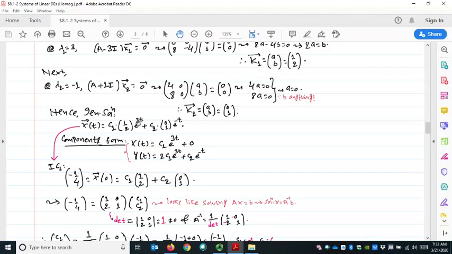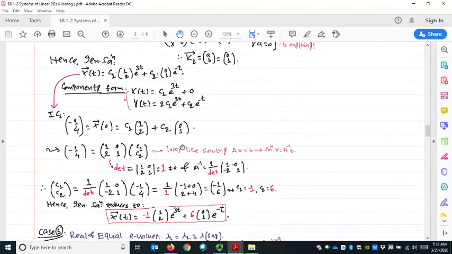Put t equals 0 on the right side. So c1 as it is, (1, 2) as it is, t is 0, so e to the 0 is 1, plus c2 as it is, (0, 1) as it is, e to the 0 is 1. Great. Then let's rewrite this in matrix form. (-1, 4) is the left-hand vector. On the right side, make a coefficient matrix. Call it the coefficient matrix. So this is (1, 2; 0, 1) and c1, c2 are the unknowns in one column.